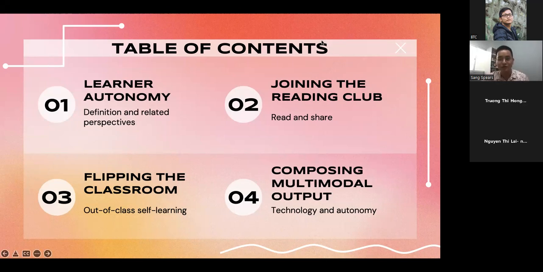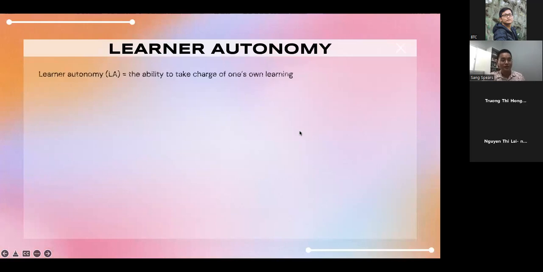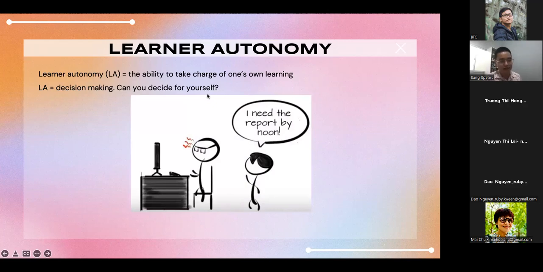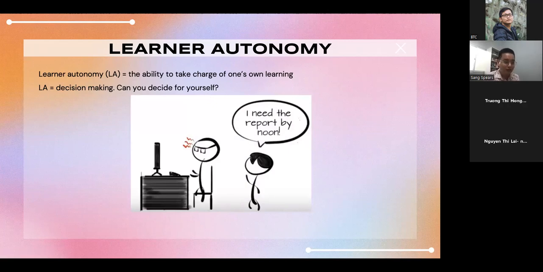All right, thank you. Now let me start with the first part, the learner autonomy. Basically, learner autonomy, or LA, is the ability or the capacity, actually not a skill, to take charge of or to be responsible for your own learning. When you are able to be independent, you know how to direct your own learning, you become more autonomous. Or in different terms, learner autonomy means decision making. Whether you can decide for yourself on what you do, it would be autonomy.